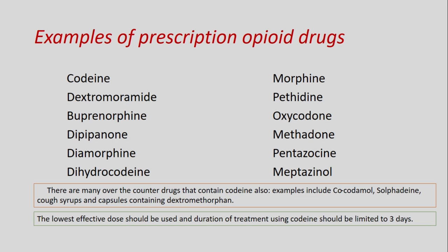Here are some examples of prescription opioid medications. It's not an exhaustive list, but gives you an idea of just how many opioids there are and that could be overdosed and therefore treated.